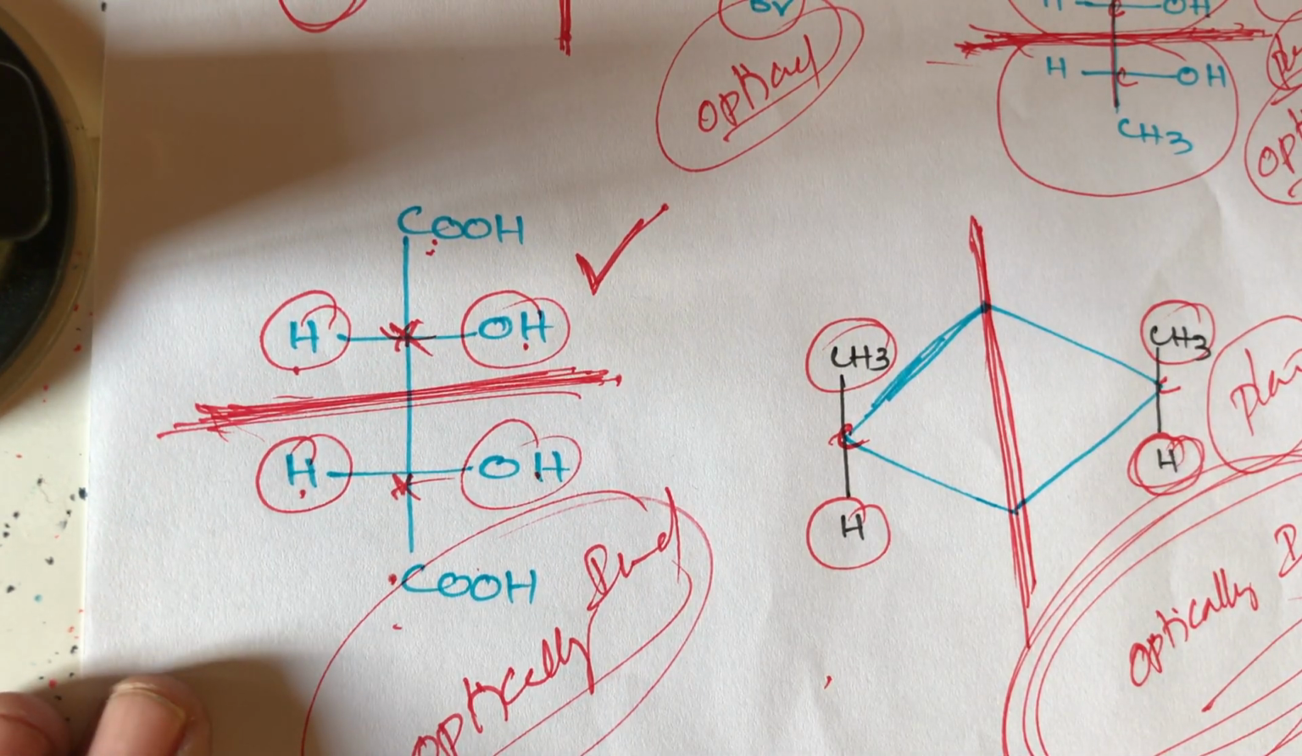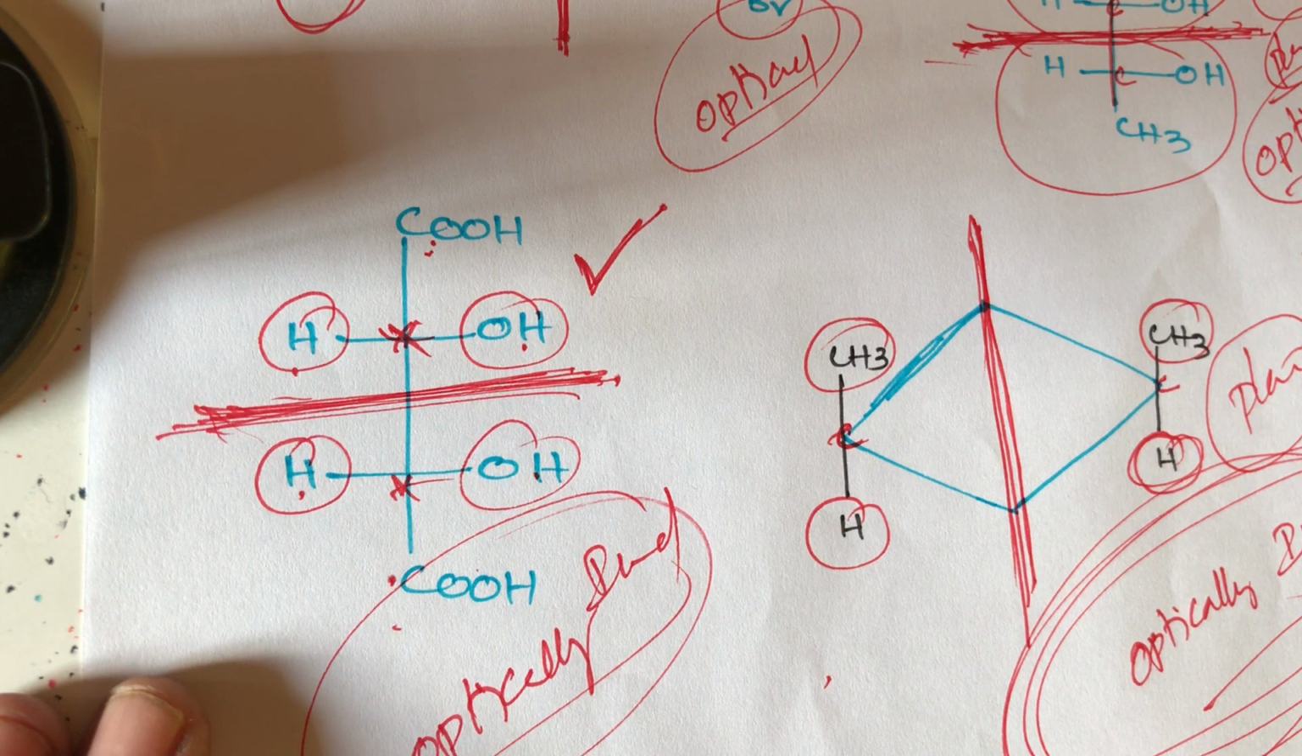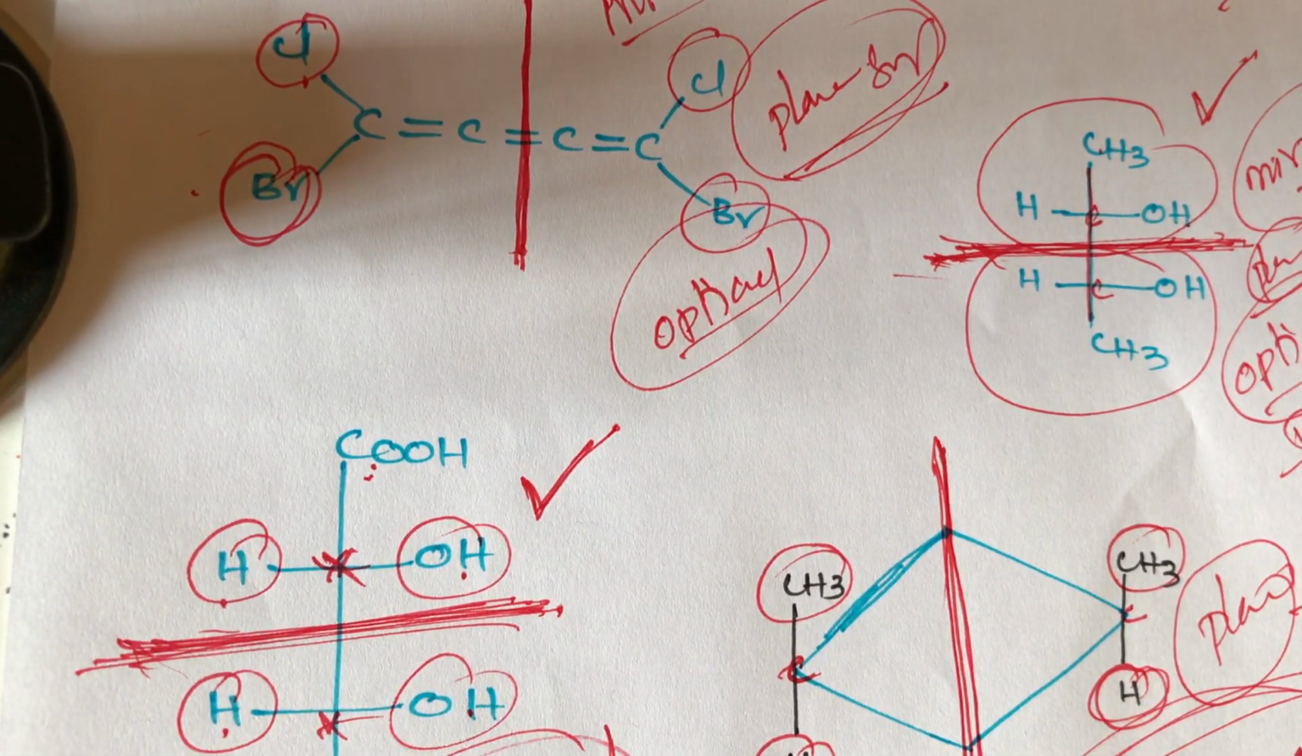But if a compound does not contain a plane of symmetry and a center of symmetry, that is always optically active. What is the condition for optical activity? The compound does not contain a plane of symmetry and a center of symmetry; both are absent, so that compound is always optically active. In the presence of a plane of symmetry and center of symmetry, the compound is always optically inactive. This is very important, students.